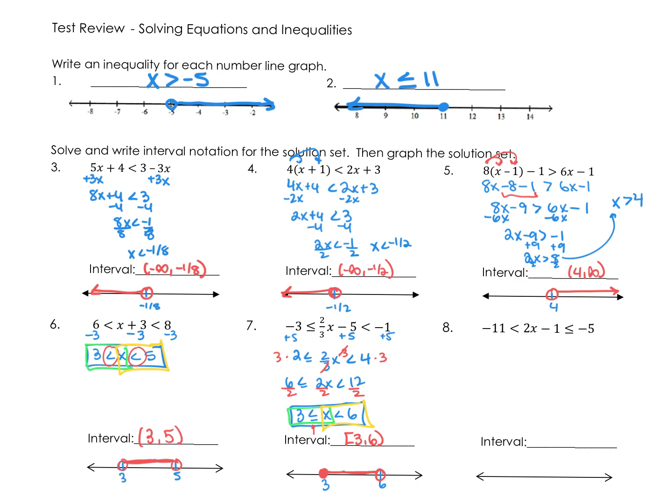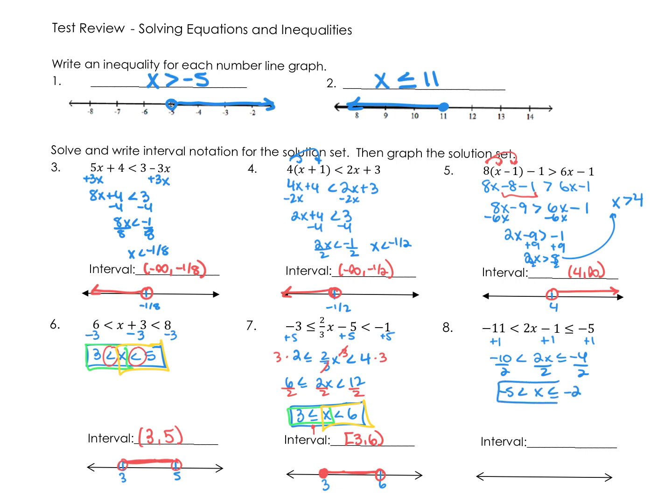All right, for number 8, we'll start by adding 1 to all 3 parts. So we'll have negative 10 is less than 2x is less than or equal to negative 4. Okay, then we'll divide by 2. We'll have negative 5 is less than x is less than or equal to negative 2.